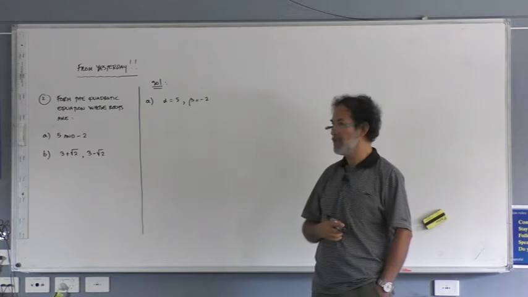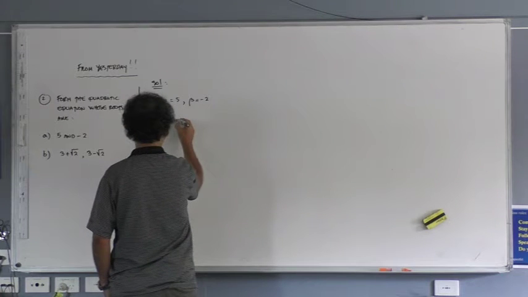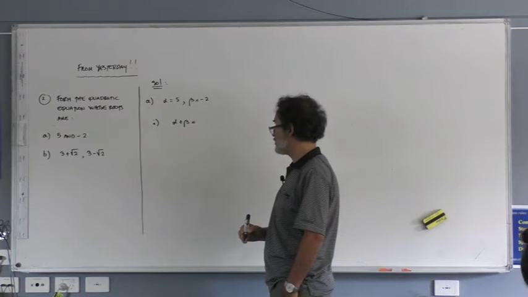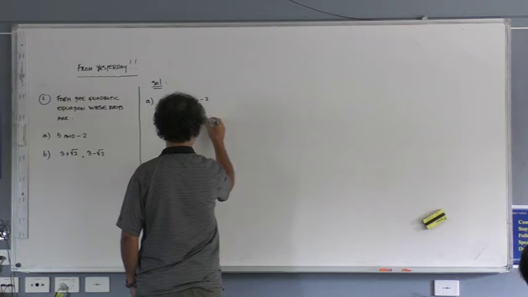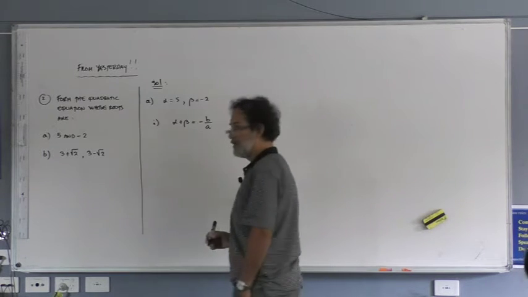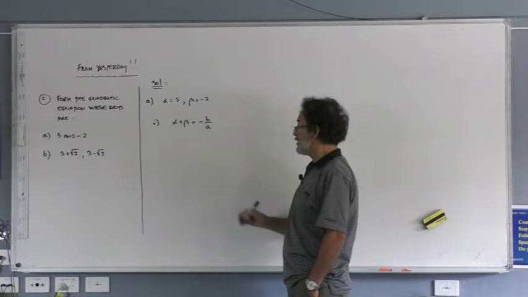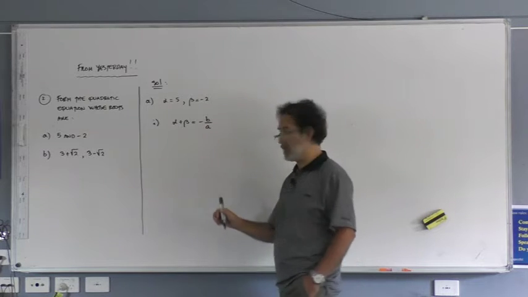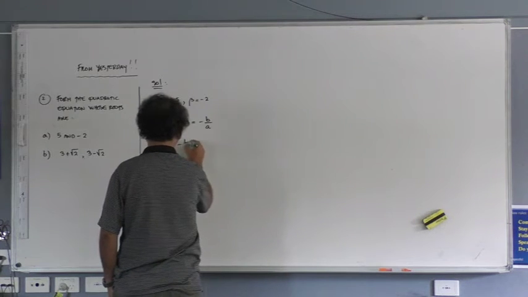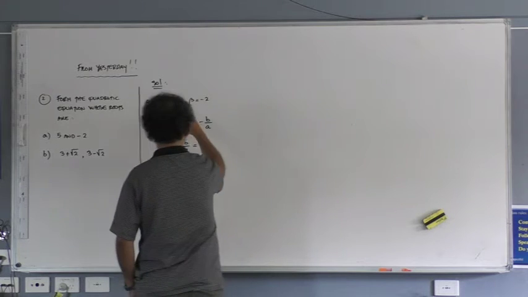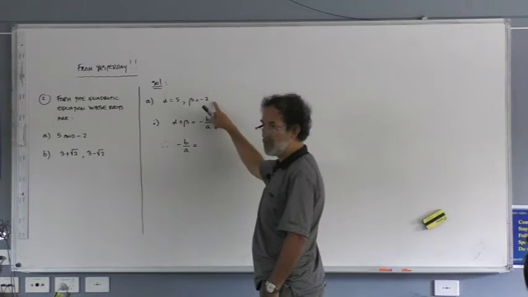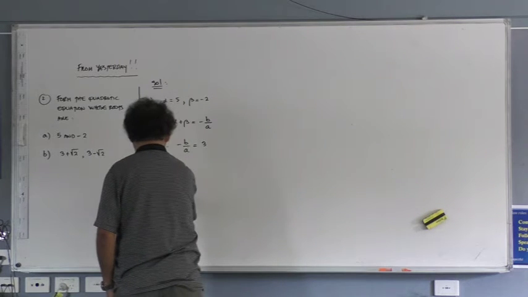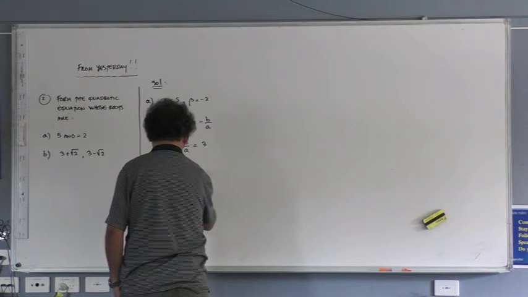Okay, and then we're going to say this. Part 1, we're going to say that alpha plus beta is equal to minus b on a. Then we're going to substitute alpha equal 5, beta equal to -2 to see what negative b on a is equal to. So minus b on a is equal to 5 plus -2, so that is going to be equal to 3.